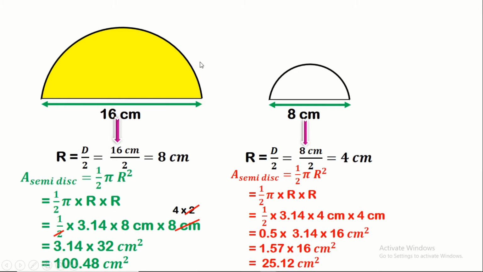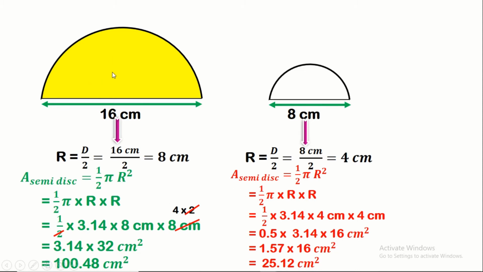Here is another example. As you see, we have two semi-discs, one of diameter 16 cm, the other of diameter 8 cm. Well, first of all, you know that the radius of the disc is half its diameter. So for the first disc, the radius is 16 cm over 2, which gives us 8 cm. For the second one, the radius is 8 cm over 2, which gives us 4 cm. What about the areas of these two semi-discs?